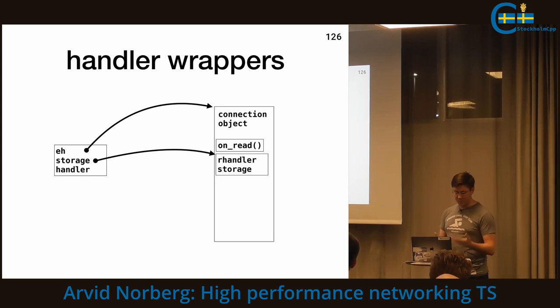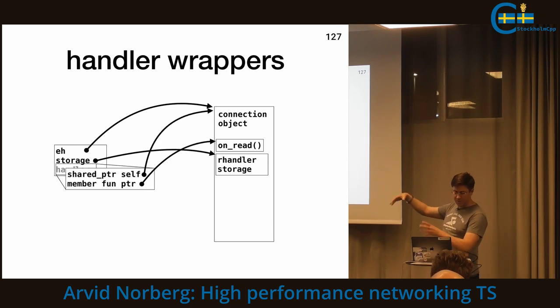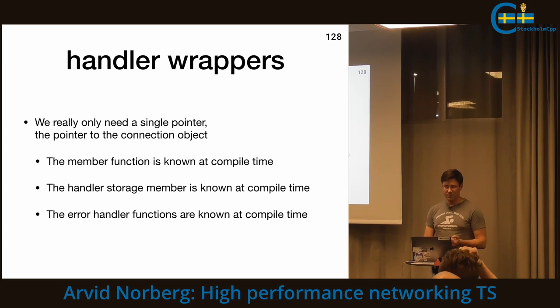So your handler would essentially end up being this error handling interface pointer, the storage pointer, right? And the error handler interface probably points back to your connection object, because that's where you're going to have the handler functions for errors. And then the handler itself is going to be your underlying handler, which internally is going to be a shared pointer to yourself and a member function pointer to onRead. So you end up with all these pointers, and really you only need one. You only need the shared pointer to the connection object.